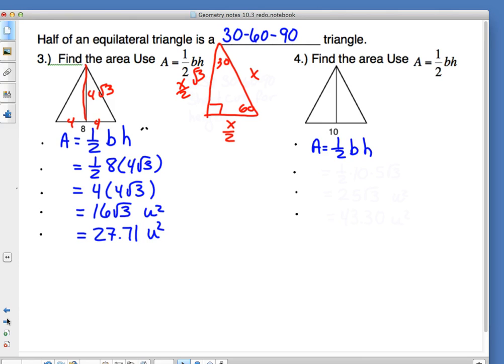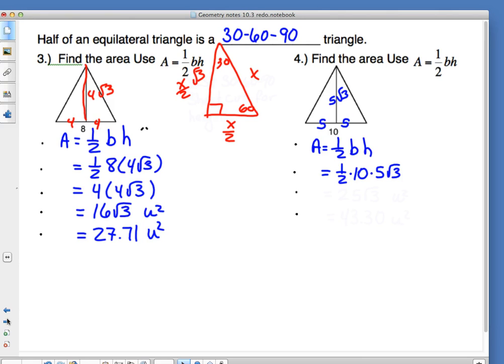Remember, half of 10 is 5. Okay, so this is 5, this is 5, this is 5, the square root of 3. So we're off to the races. I got 10 times 5, the square root of 3, divided by 2, because half of 10 is 5.